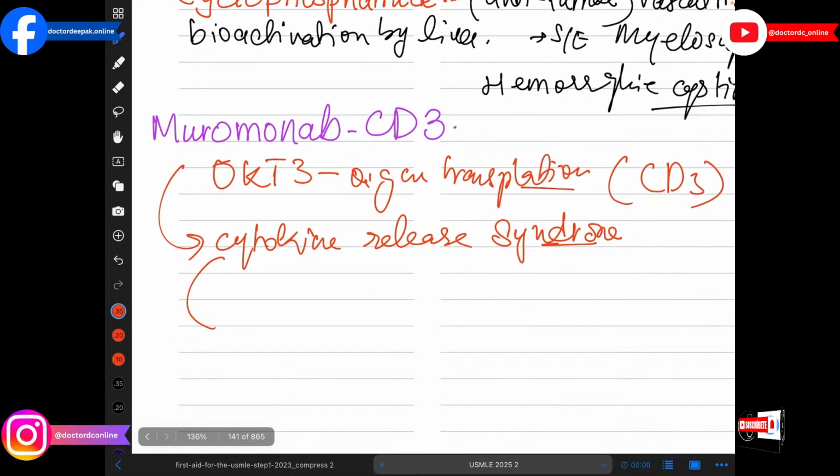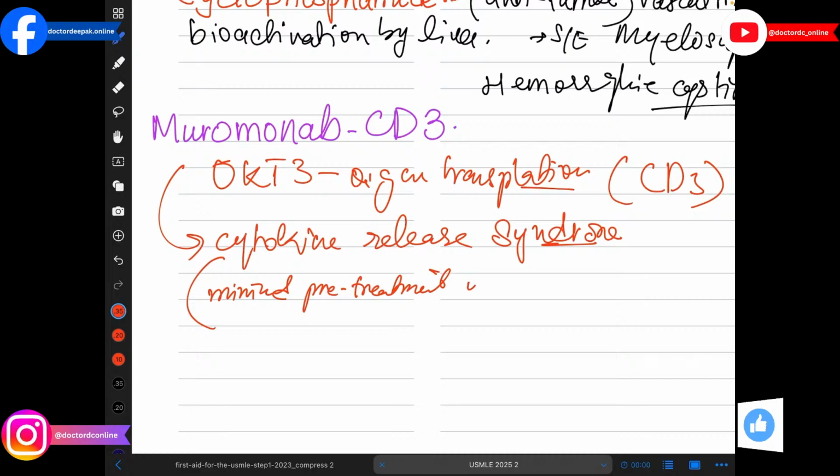Okay, the cytokine release syndrome can be minimized by pre-treatment with steroids and antihistamine.